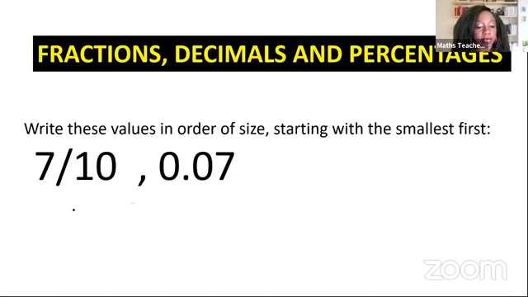So 7/10, that's already a fraction. How about if I want to try and change this into a fraction so that I can then compare which one is bigger? Now you need to tell your child, or if your child is watching me, when you have two decimal places like this, you have to make your bottom number or your denominator 2 zeros, which is 100. So if I have 3 decimal places, then it will be 3 zeros at the bottom. So right now I've got 2 zeros for 2 decimal places.